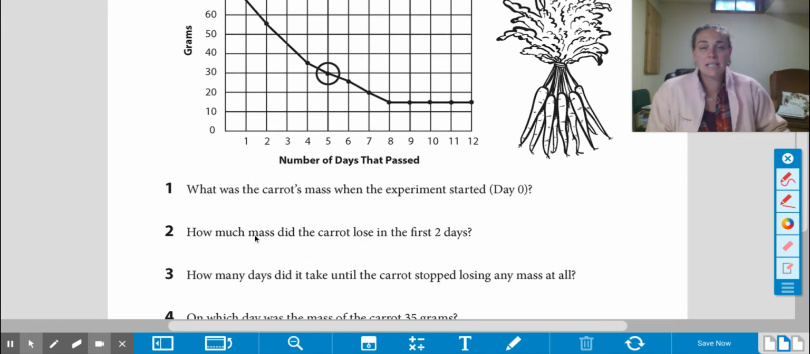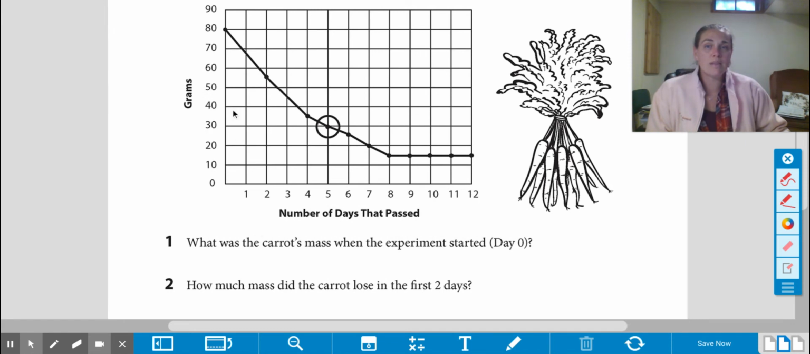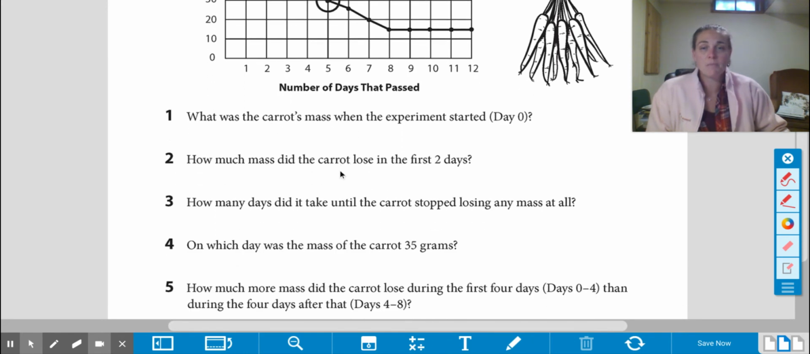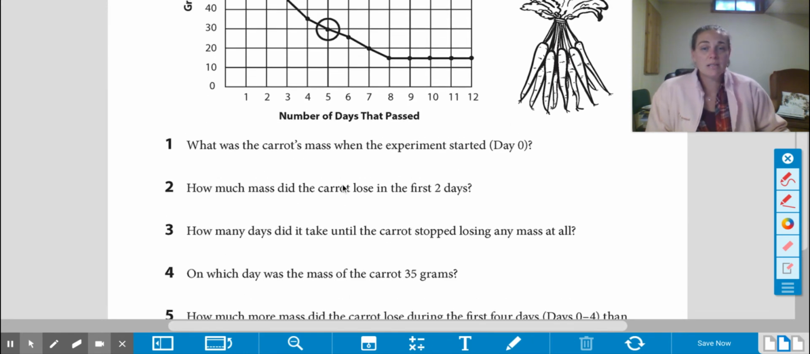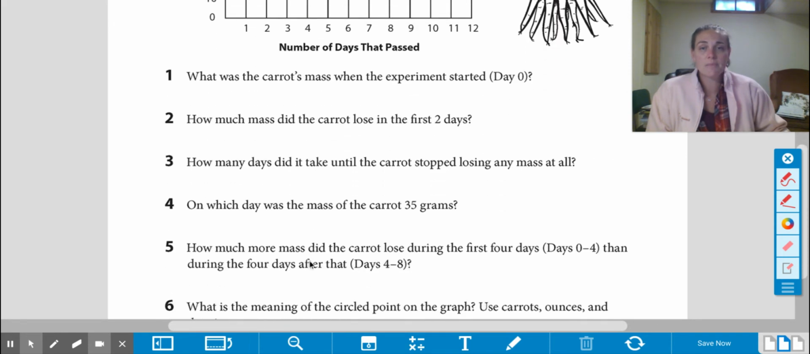How many days did it take until the carrot stopped losing any mass? What would show me that the carrot is not losing any mass anymore? Thinking about that and what pattern we might see. Which day was the mass of the carrot 35 grams? So I'm going to look over here on my grams. 35 is going to be between 30 and 40. So at what day does that pass through that 35, right? I'm going to look at the bottom and see what that is.